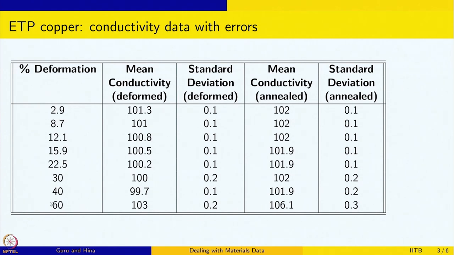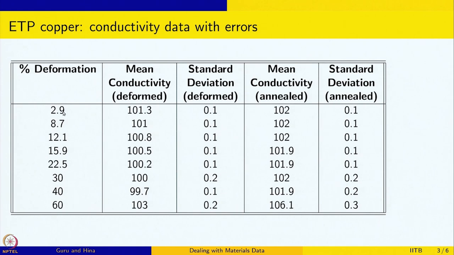And then all these deformed samples were annealed for the same amount of time. And at the end of the annealing treatment, these samples are taken. Again, the conductivity is measured and the mean conductivity and standard deviation is given. And in each one of these cases, 20 measurements were taken to calculate this mean conductivity and standard deviation. So, the measurement was repeated 20 times to make sure that you get the proper conductivity and standard deviation. So, each of these values is a result of 20 measurements.